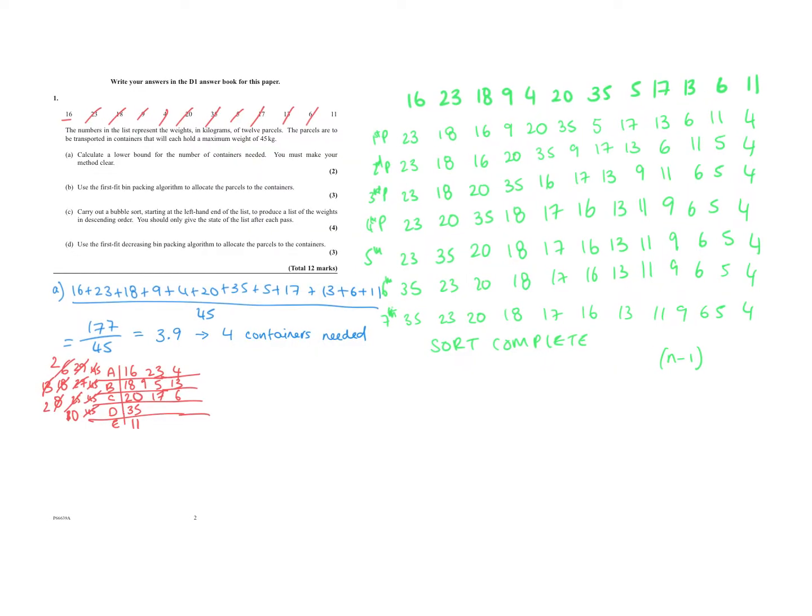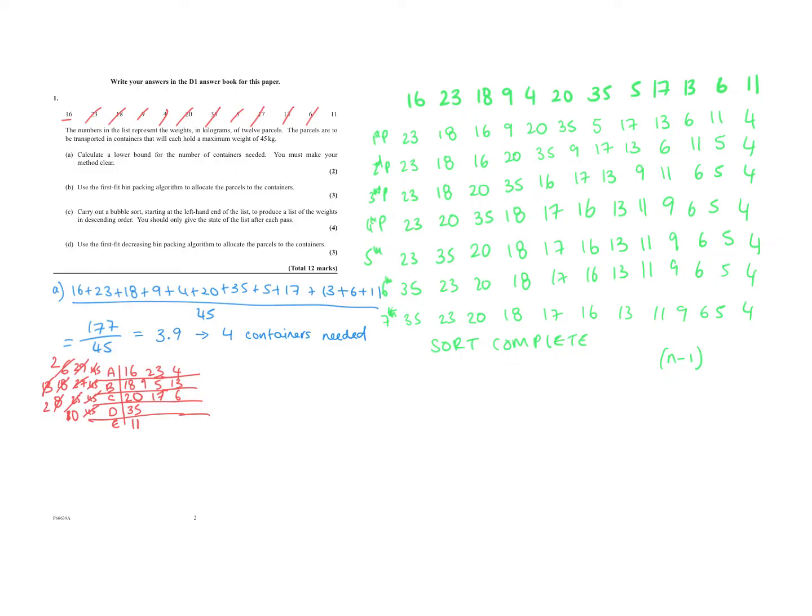Right, the next part of the question says, use the first fit decreasing bin packing algorithm to allocate the parcels to the containers. Now, first of all, I've seen a question in a previous one where we had to sort it in increasing order and then it said first fit decreasing. So let's just double check though. This says decreasing and our list is decreasing. So we can use that list. Yeah?